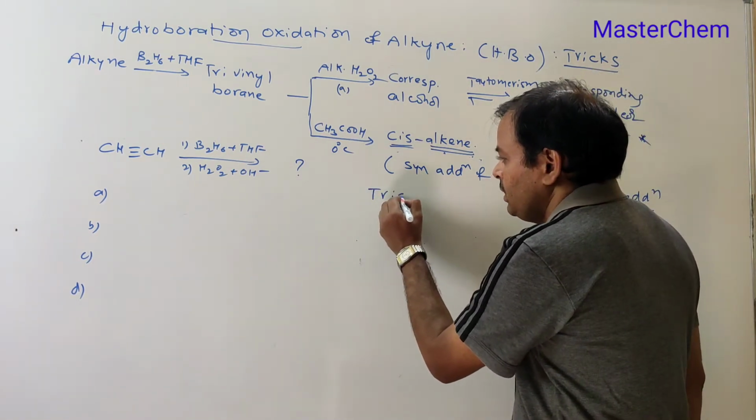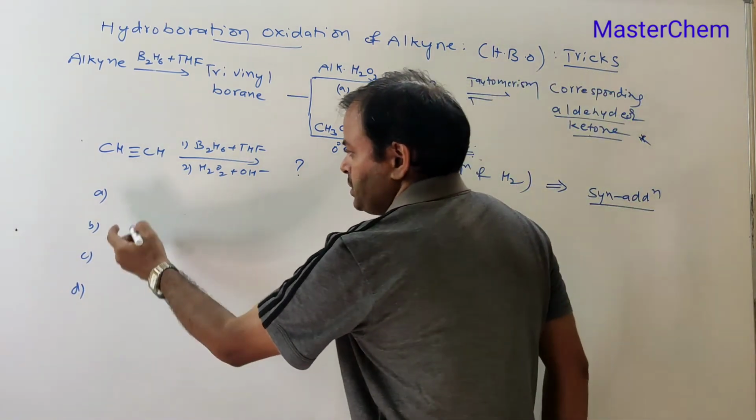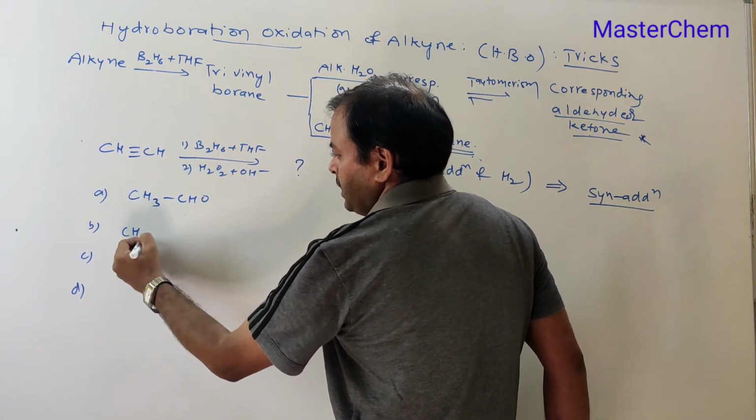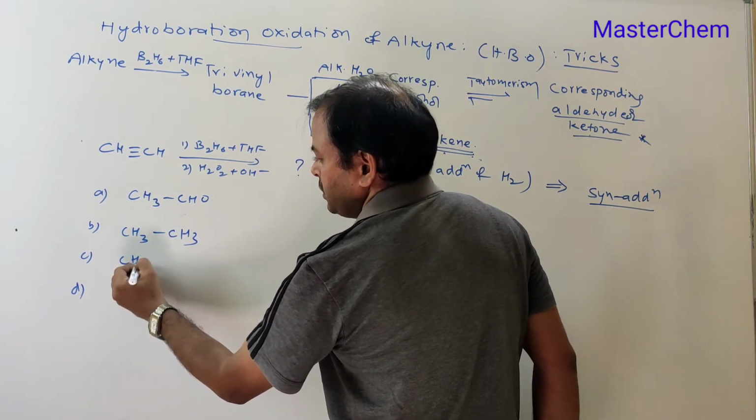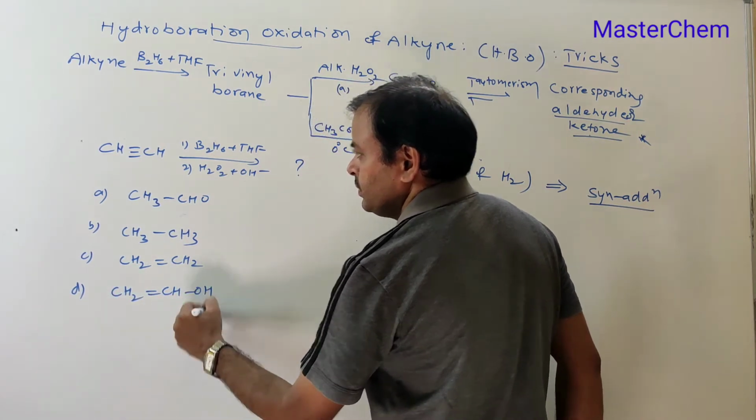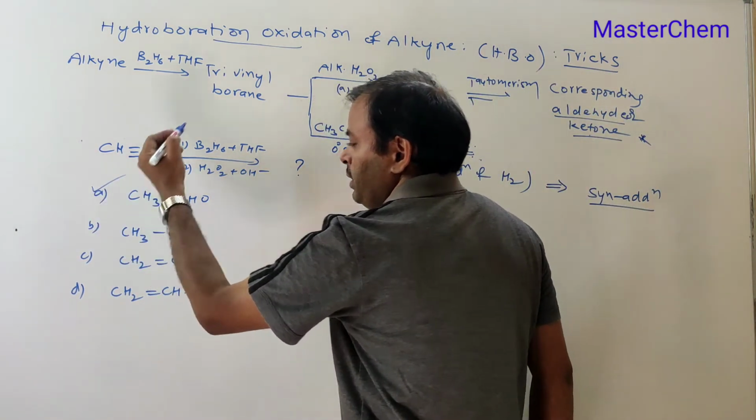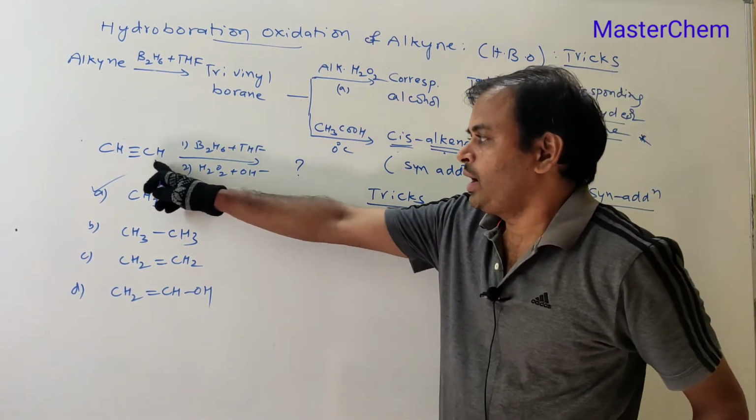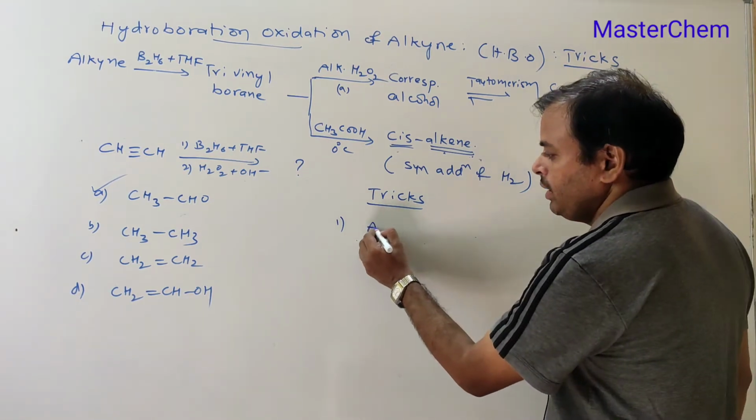So for that I will give some tricks to you. If the options I am giving here are CH3CHO, CH2 double bond CH2, and CH2 double bond CHOH, what is your answer? Your answer should be CH3CHO. What is the reason? Alkynes with this reaction give what product? Aldehyde or ketone.